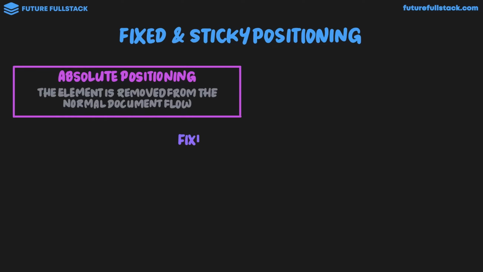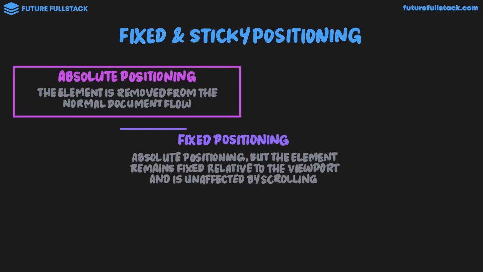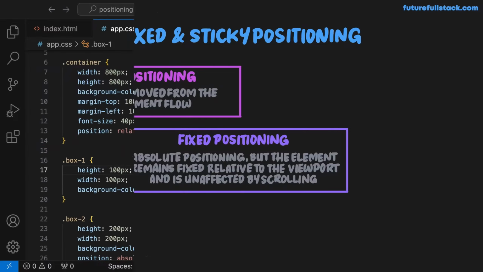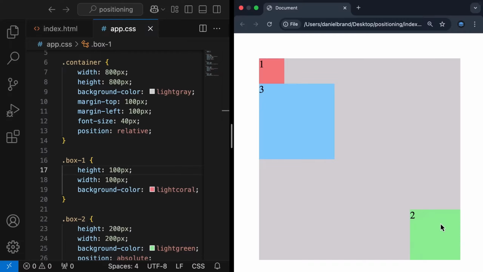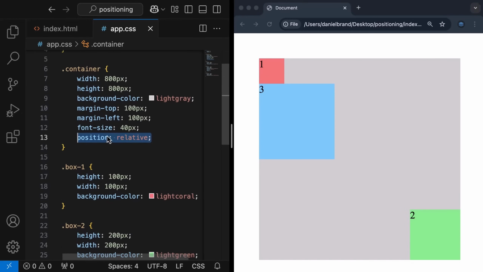So let's first look at fixed positioning. This is absolute positioning, but the element remains fixed relative to the viewport and is unaffected by scrolling. So in a nutshell, it's absolute positioning, but it's fixed to the viewport. Let's jump into VS Code and check this out. So we have our element absolutely positioned, where our reference point is the gray container, because it is the closest ancestor with a non-static position property, which kind of acts like an anchor.